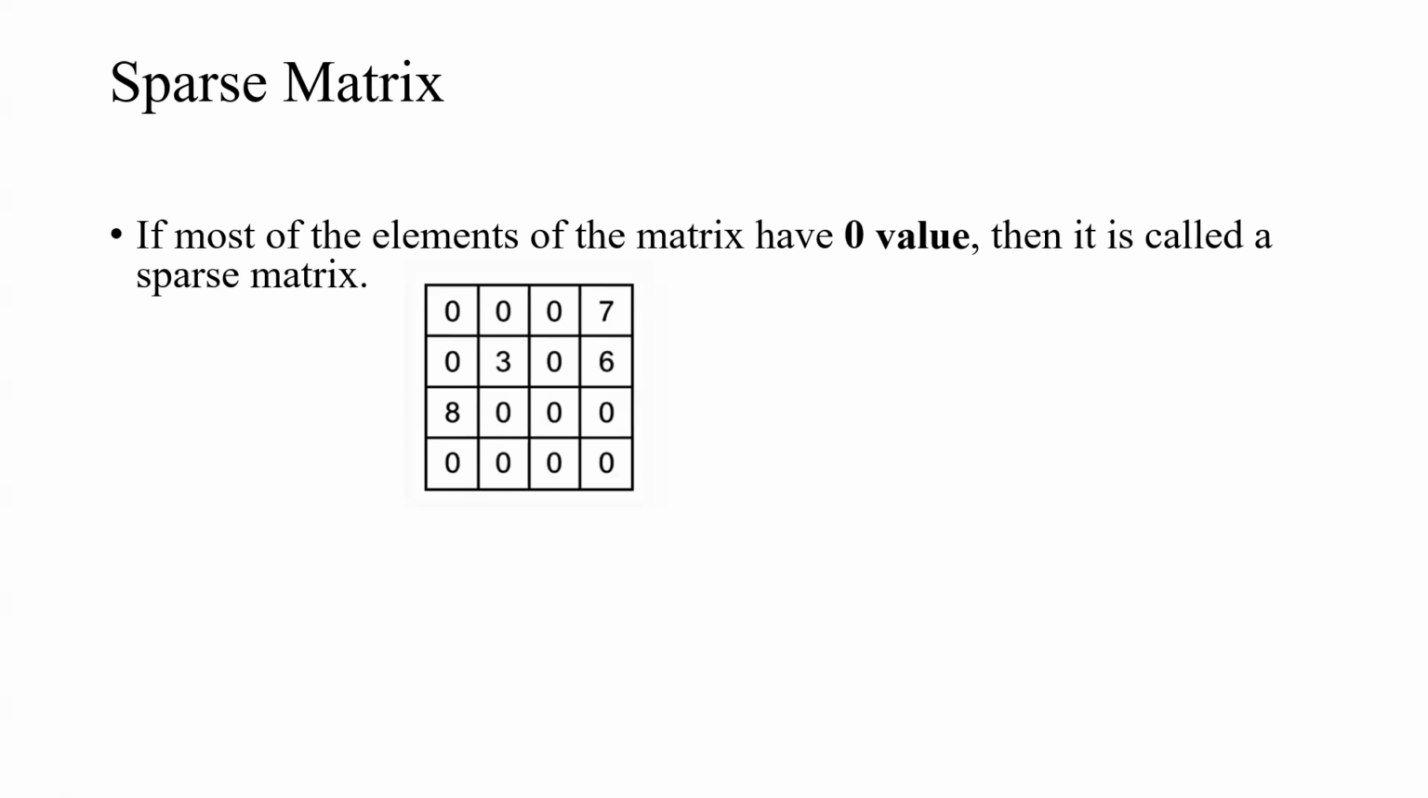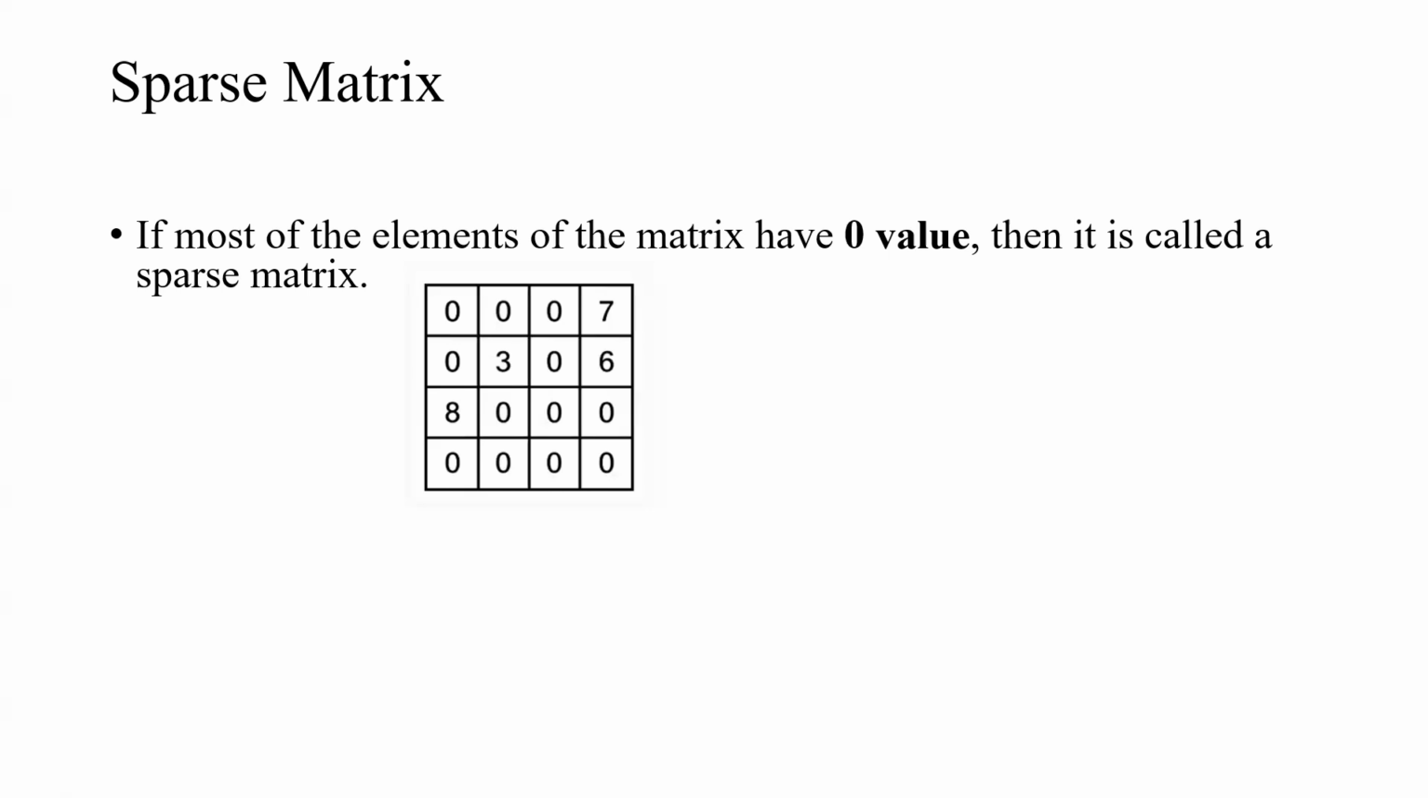We have only 4 values which are non-zero. In total we have 16 values. If we have more than 8 values as 0, then we can say this matrix is a sparse matrix. The zero values are of no use, so the sparse matrix can be a drawback for us.